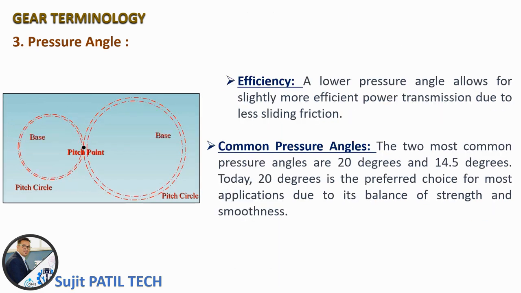Efficiency. A lower pressure angle allows for slightly more efficient power transmission due to less sliding friction. Common pressure angles. The two most common pressure angles are 20 degrees and 14.5 degrees. Today, 20 degrees is the preferred choice for most applications due to its balance of strength and smoothness.